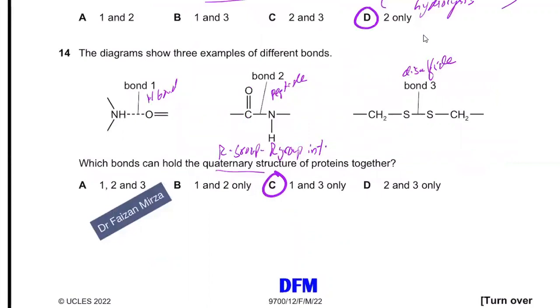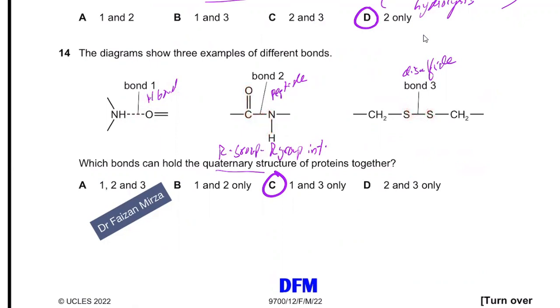We already have covered this question in one of the other papers. So you just label the bonds, which bond is which. This dotted bond is a hydrogen bond because it's shown as an electrostatic attraction between hydrogen and oxygen, which will have partial charges. This is a peptide bond here between carbon and nitrogen, and this is a disulfide bond.